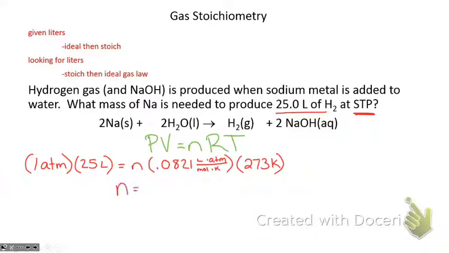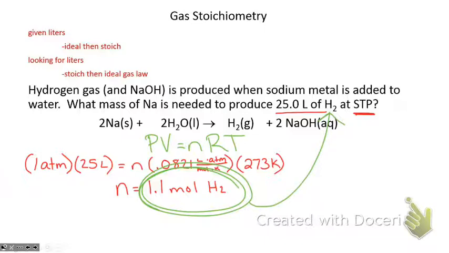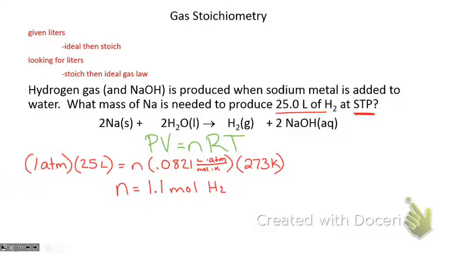Once you solve it, your number of moles should be about 1.1 moles, and that's of hydrogen gas. A lot of students ask me, how did you know your unit was hydrogen gas here? Well, I got it from the problem. I started with 25 liters of hydrogen gas. So if I plug that into the ideal gas law to solve for moles, I'm going to end up with moles of hydrogen gas. That's where that unit came from.